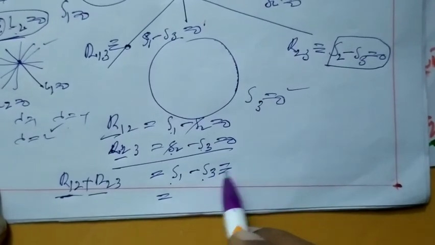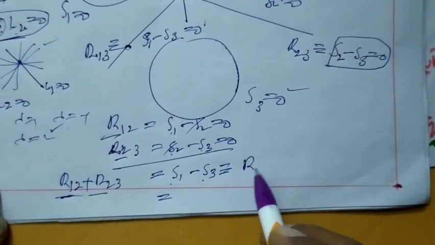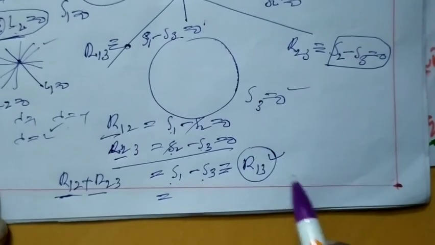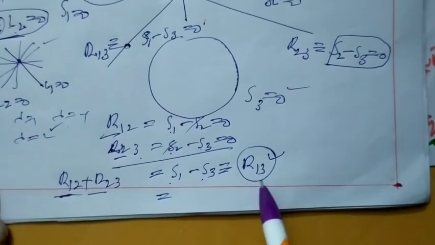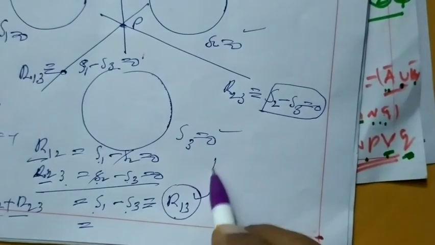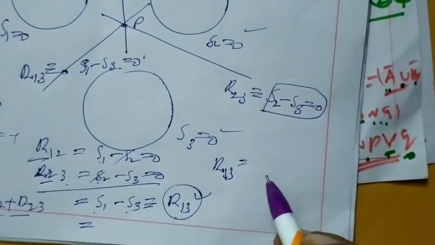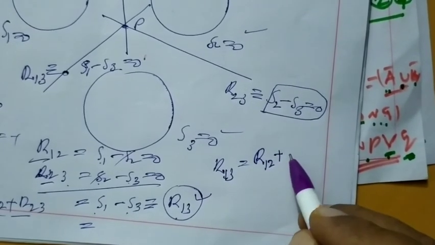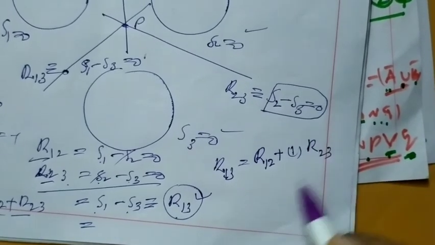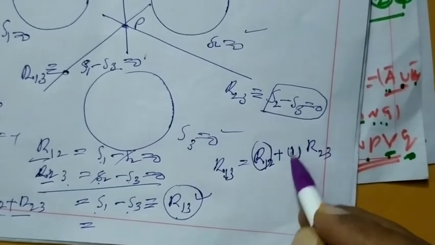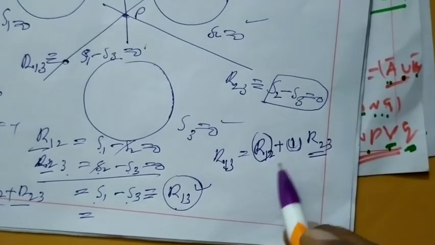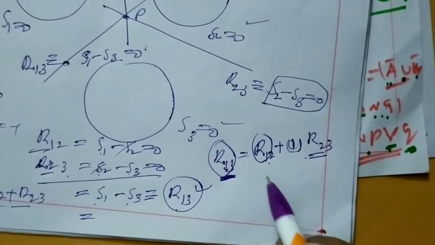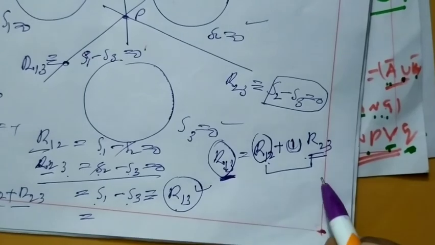What about this S1 minus S3? S1 minus S3 is nothing but R13. This is another line. By joining these two lines, we are getting another line. That means R13 is a particular line. It is a combination of the given two lines: R12 plus 1 into R23, meaning L1 plus lambda into L2. L1 plus lambda L2 is equal to L3, another line. So the third line is written as a sum of two lines.